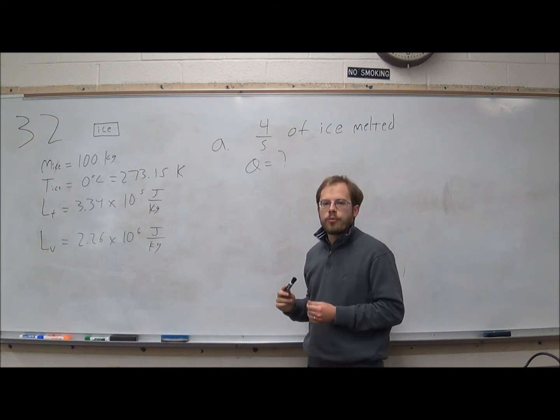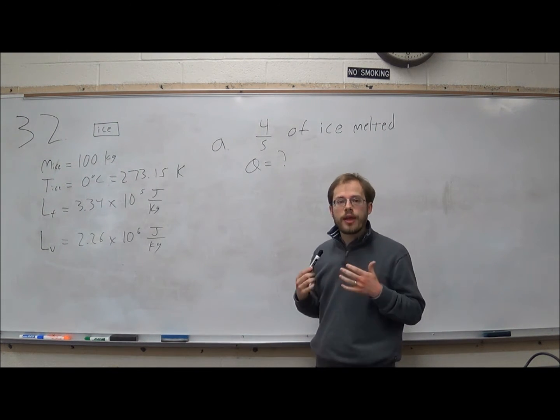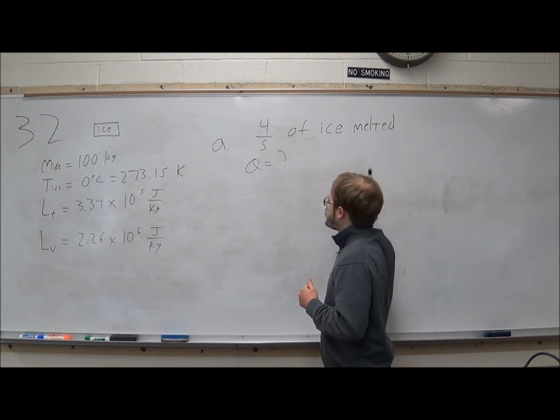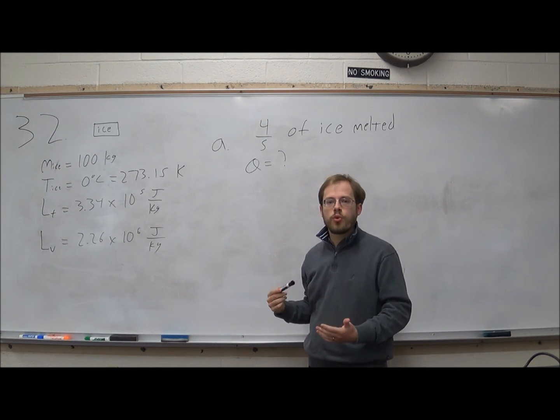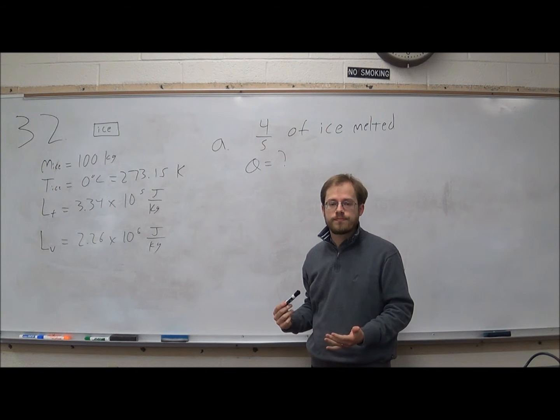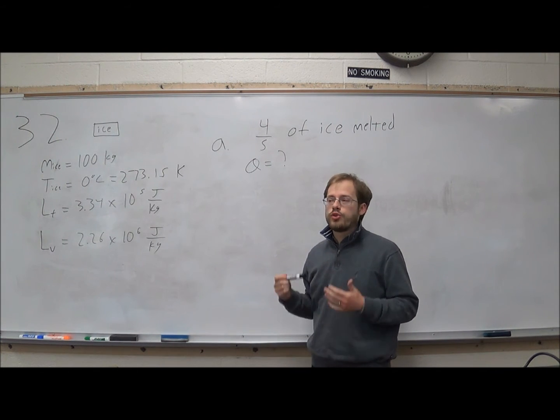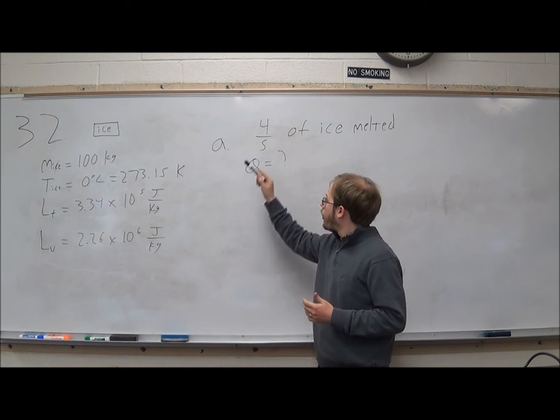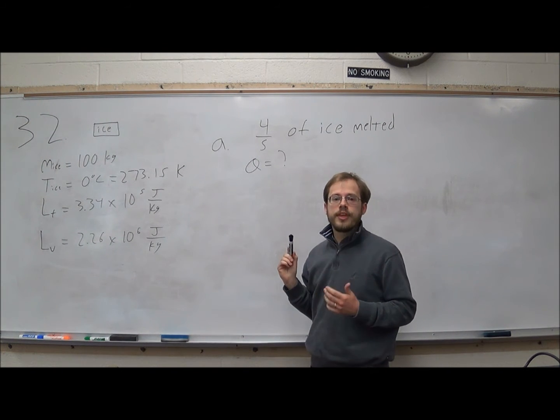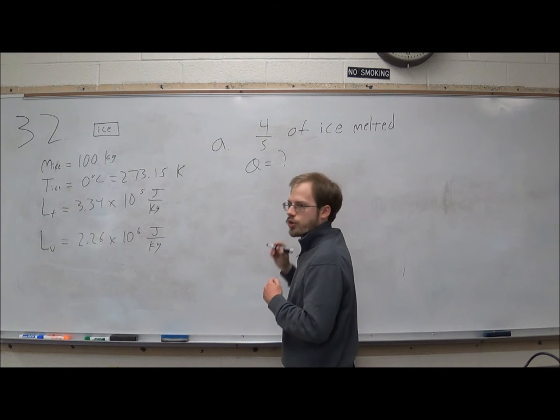So in part A, we were told that 4/5 of the ice has been melted. So we're in the middle of a phase change. And we're asked to find the heat required to melt 4/5 of the ice. So how do we do that?